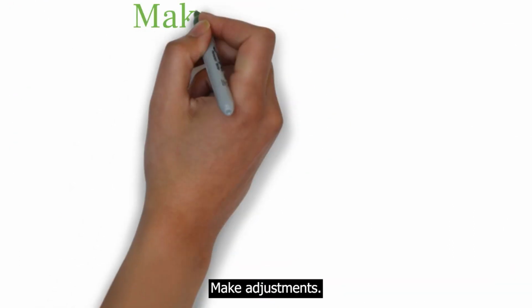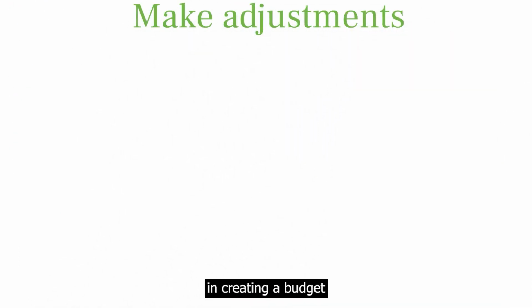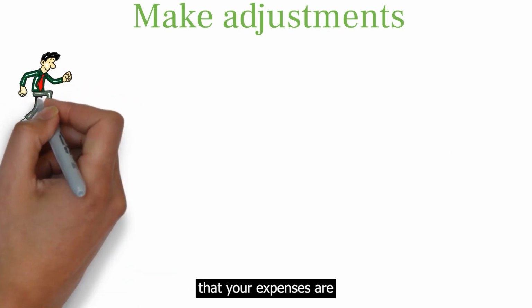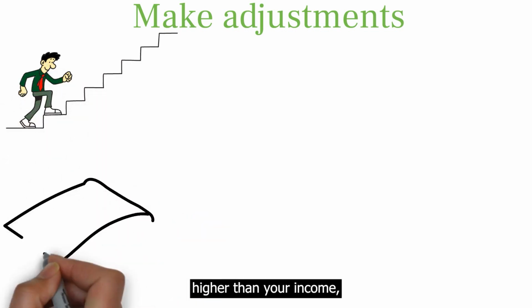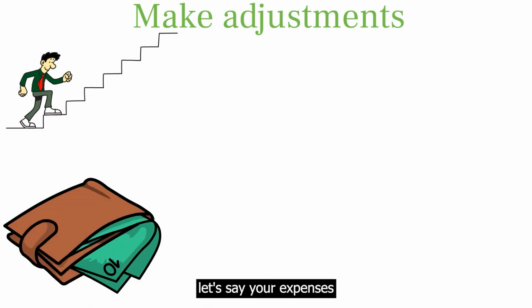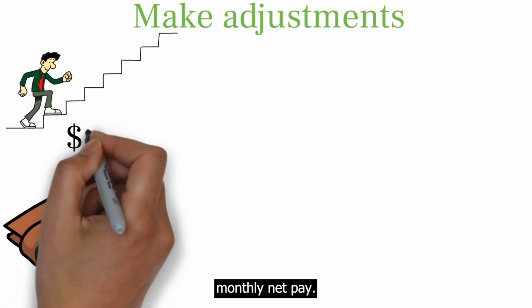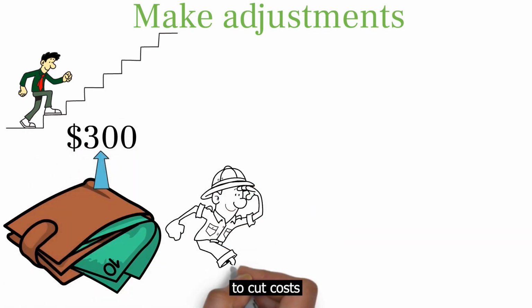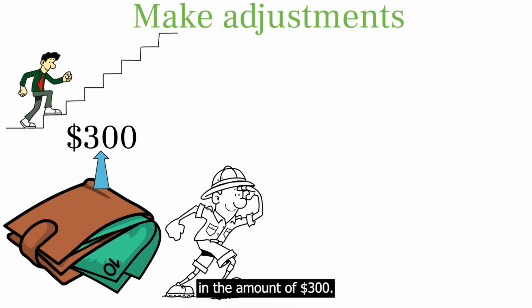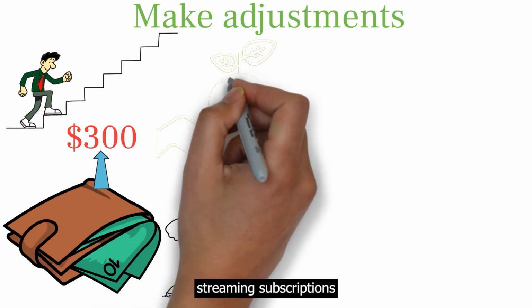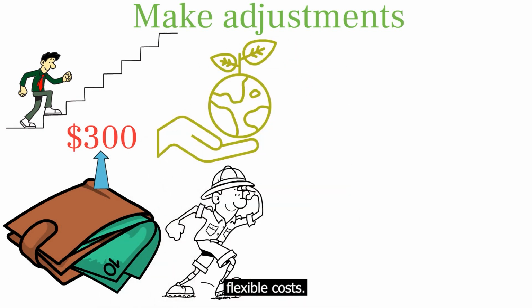Make adjustments. The last step in creating a budget is to compare your net income to your monthly expenses. If you notice that your expenses are higher than your income, you'll need to make some adjustments. For instance, let's say your expenses cost $300 more than your monthly net pay. You should review your variable expenses to find ways to cut costs in the amount of $300. This may include reevaluating how much you spend on groceries, household goods, streaming subscriptions, and other flexible costs.